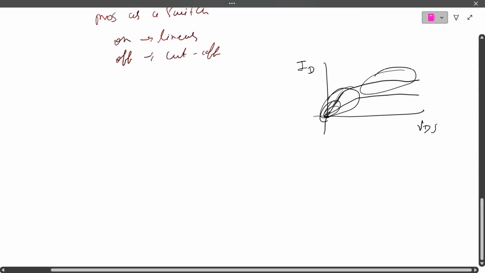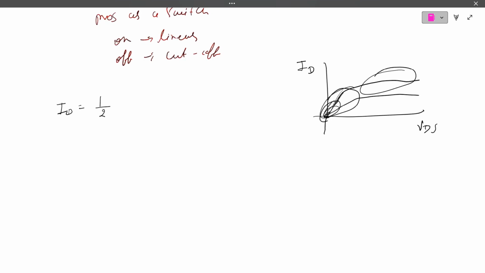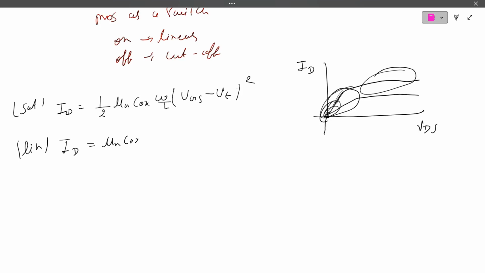Let's see, I'm taking the example of the current equation. What is the current equation in saturation region? Half mu n Cox W by L (VGS minus VT) whole square. What is the current equation in linear region? ID equals mu n Cox W by L (VGS minus VT) VDS minus VDS square by 2, like this.